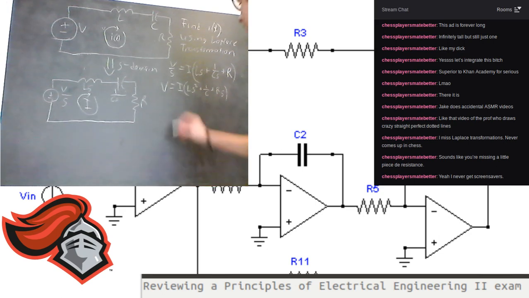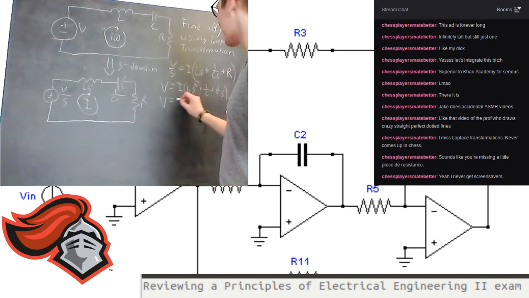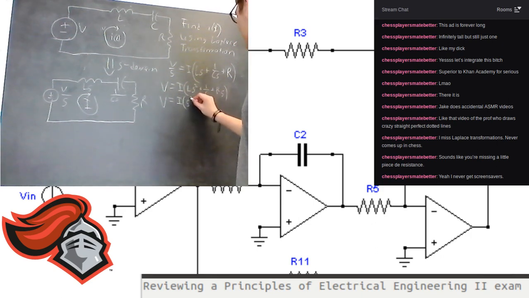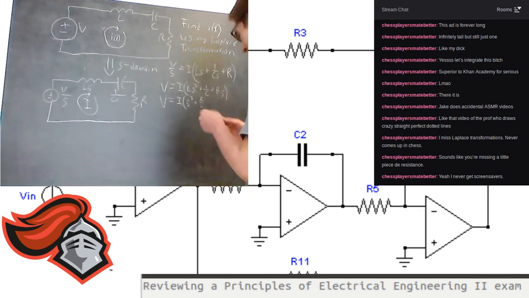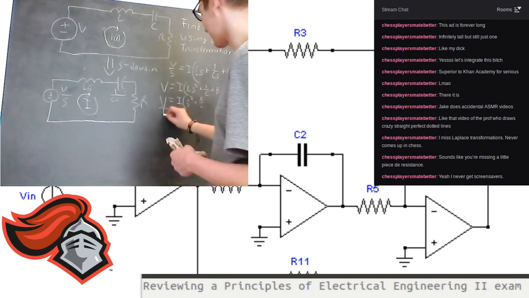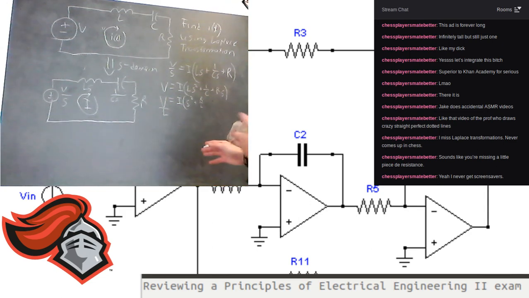And if we really want to make it pop, we're going to make this S squared plus R over L. Divide everything by, oh wait, this is not legal. Never mind. No, you can totally do this. V divided by L equals I times S squared plus R over L S plus 1 over LC.